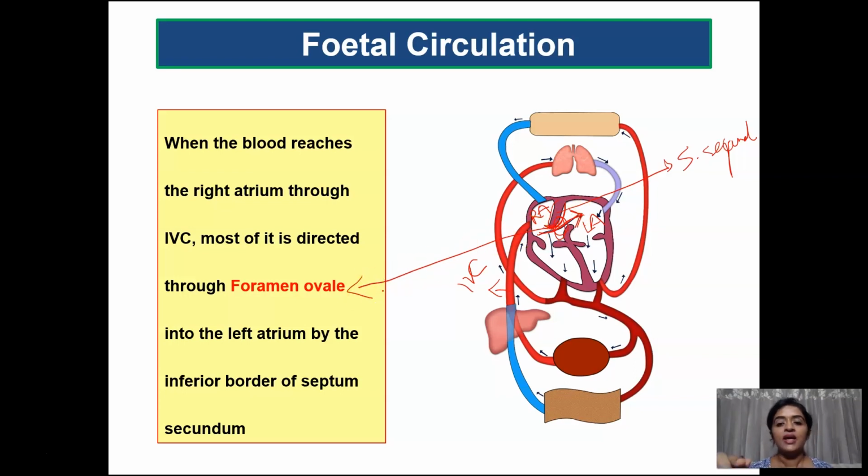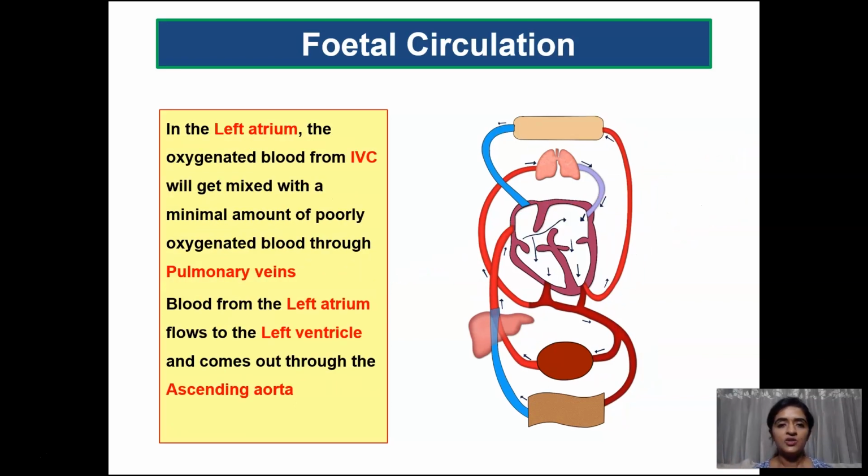Once again, as the blood reaches the right atrium through the inferior vena cava, one more thing you have to keep in mind is that the blood through the inferior vena cava is oxygenated blood and not deoxygenated blood. So when it reaches the right atrium, it will travel into the left atrium through the foramen ovale, passing through the lower border of the septum secundum. So this is the septum secundum. And through the inferior border of the septum secundum, it will pass through the foramen ovale into the left atrium.